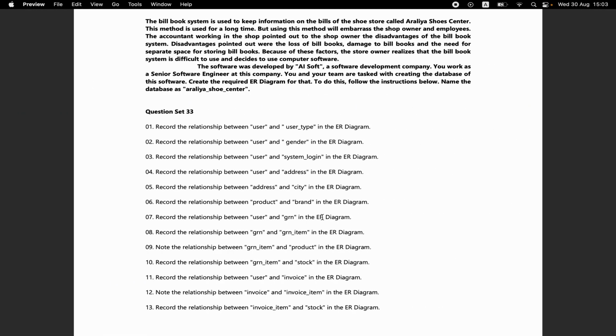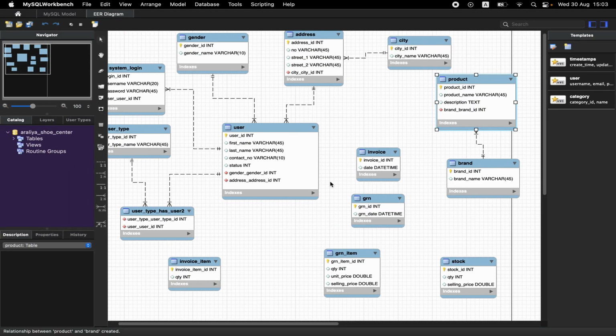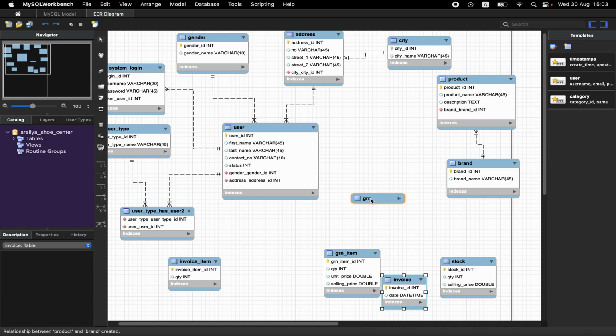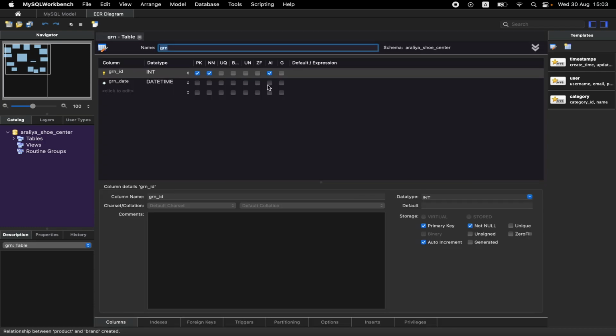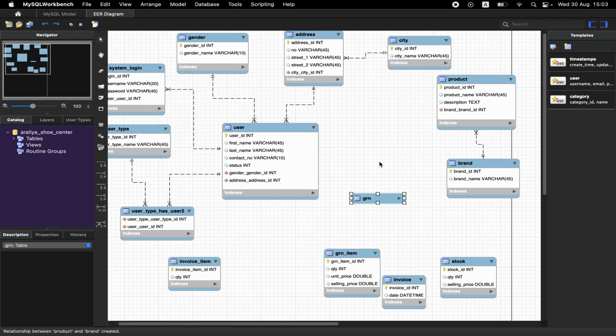The seventh question is record the relationship between user and the GRN or good receive node. The relationship is one to many because a user can have one or many GRN good receive nodes, but only one good receive node can be given to one customer. So it is one to many.